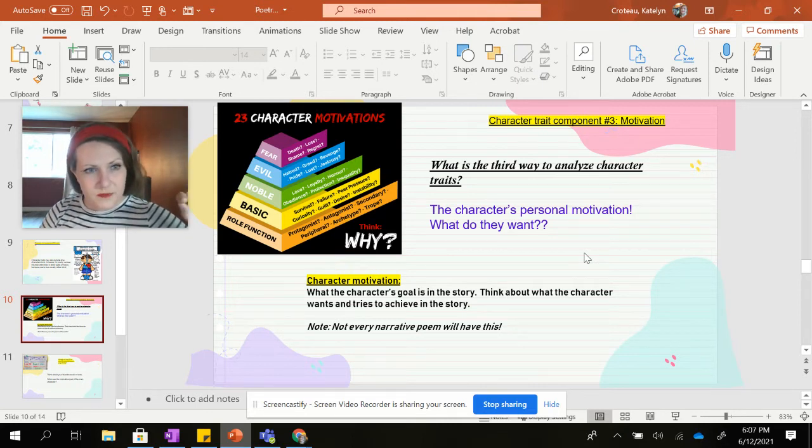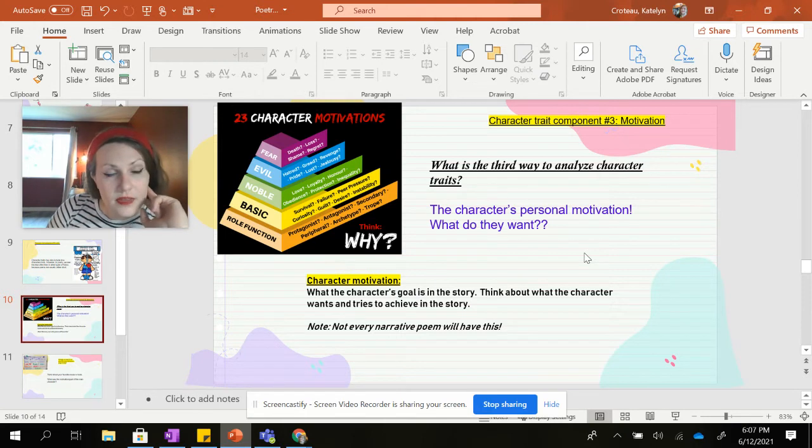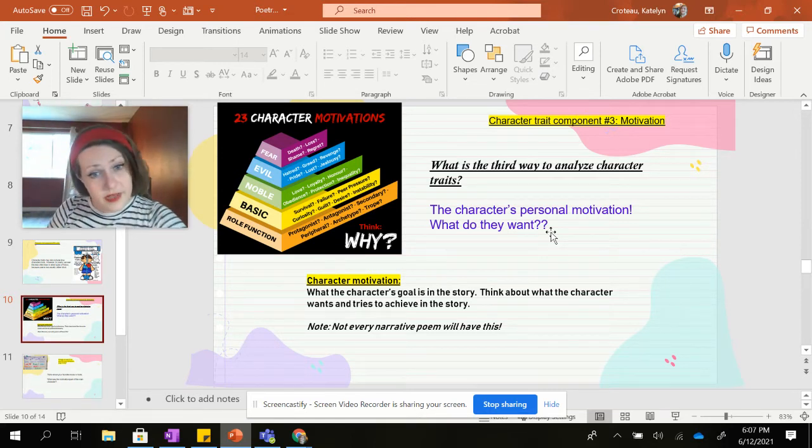And so why do characters do what they do? And so you want to think about what do they want, right? What's their goal and why? And that's not always going to be obvious. You have to infer quite a bit. Okay. And so what is the character's goal in the story? And how you can figure this out is you can think about what does the character want to achieve? Not every narrative poem will have this.